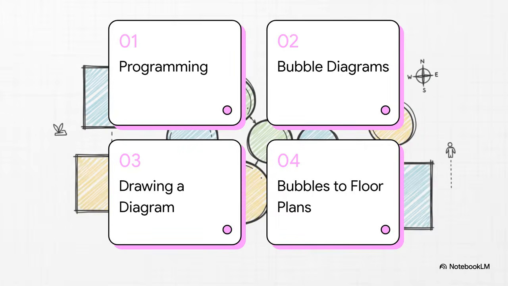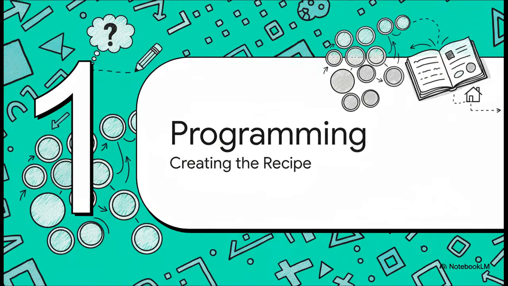So here's how we're going to tackle it. First, we'll cover a super important step called programming. Then we'll get into the star of today's show, the bubble diagram. I'm actually going to walk you through how to draw one yourself. And finally, we'll connect the dots and see how these simple sketches evolve into a real professional floor plan. All right, let's start at square one.